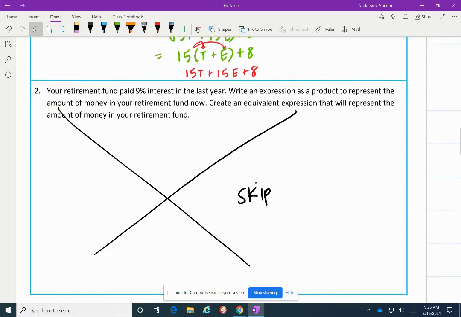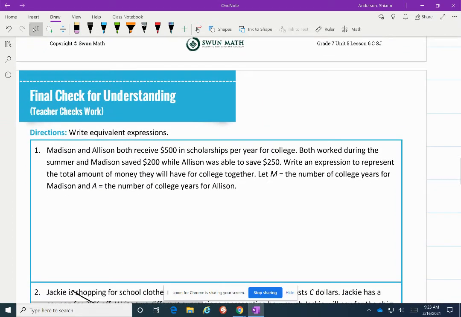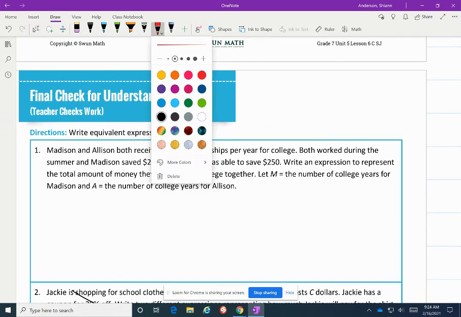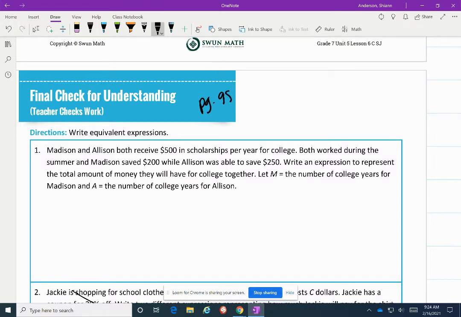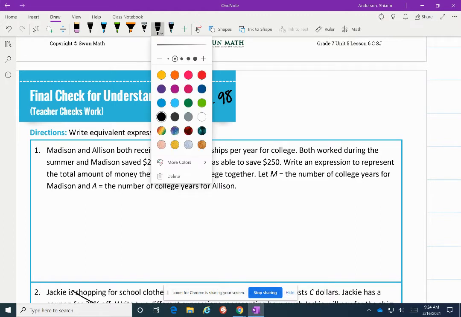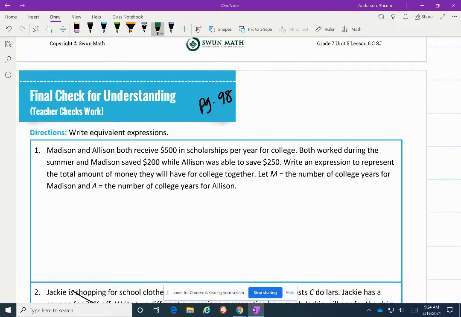Okay, so we are going to just skip number 2 and go ahead and go to the next page, which was 98. So this is page 98. And we're going to be looking at number 1. So let's go ahead and read it together. Madison and Allison both received $500 in scholarships per year for college. Both worked during the summer. Madison saved $200 while Allison was able to save $250. Write an expression to represent the total amount of money they will have for college together. Let M equal the number of years for Madison and A equal the number of years for Allison.